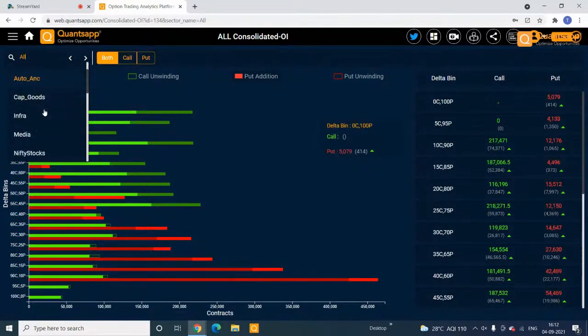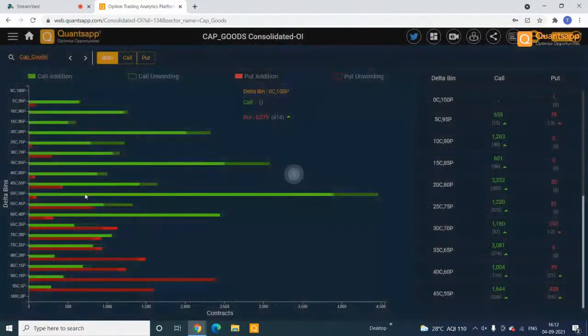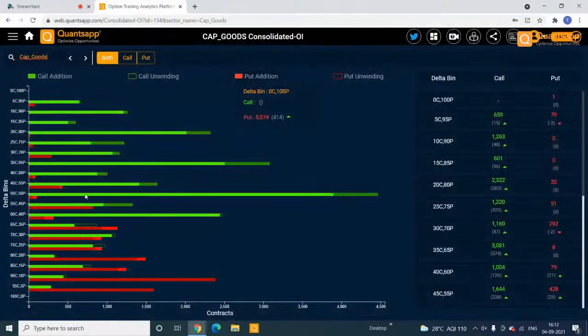Say for instance, we talk about capital goods. Now in capital goods, we all know you have L&T, you have BEL, you have Siemens, okay? But each will have a different value of open interest and a different lot size. So we want to understand how the picture is framing out for that particular sector. Here we have come down to a common platform, which is contracts.